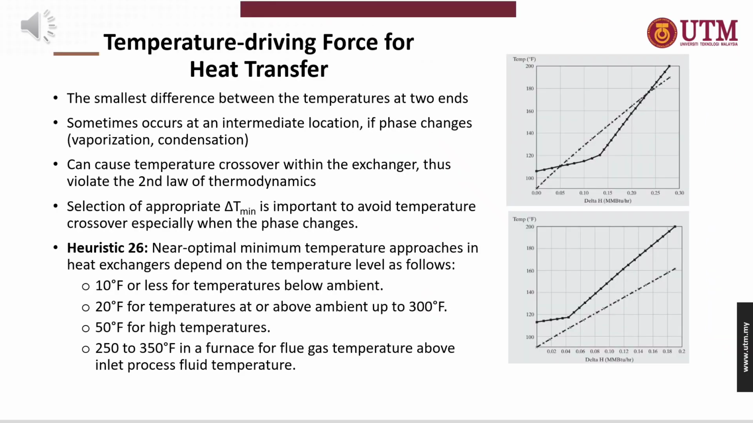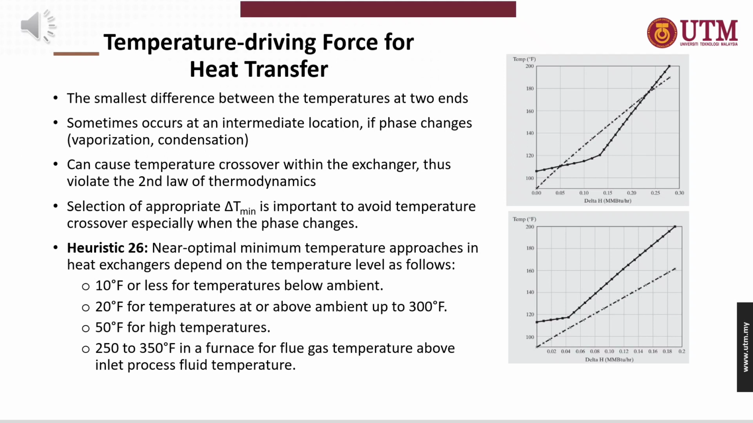For the temperature driving force for heat transfer, it is the smallest difference between the temperature at two ends. It sometimes occurs at an intermediate location if phase changes occur, for example, vaporization and condensation. It can cause temperature crossover within the exchanger, thus violating the second law of thermodynamics. Selection of the appropriate change of the minimum temperatures is important to avoid temperature crossover, especially when the phase changes.